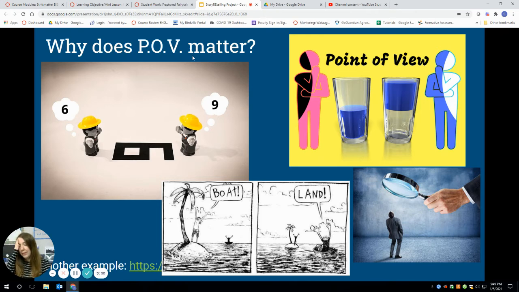So why do we even care? Why even talk about this? Why do we care about point of view?